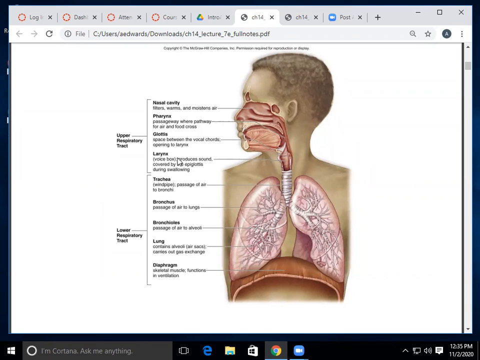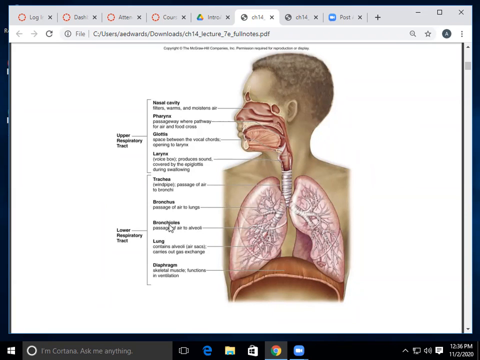The larynx is your voice box. Okay, it creates sounds so you can speak. It's covered by your epiglottis when you swallow. Your trachea, also known as your windpipe, is where air goes. Food goes into your esophagus in the digestive system, and the trachea moves air into your bronchi. All right, from the bronchi, air moves into a bronchus, or plural bronchi. So that's air getting into the lungs.